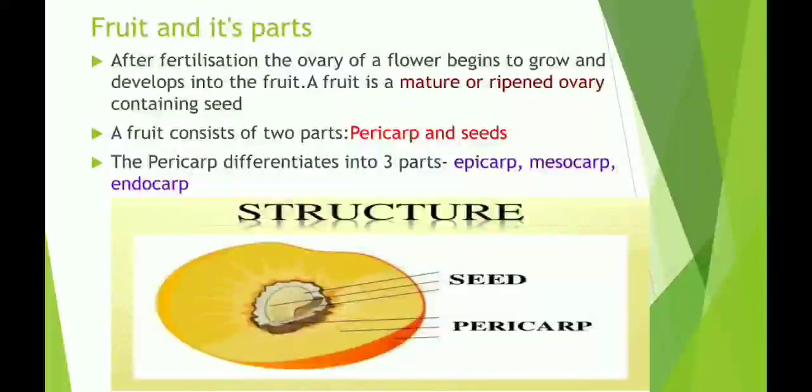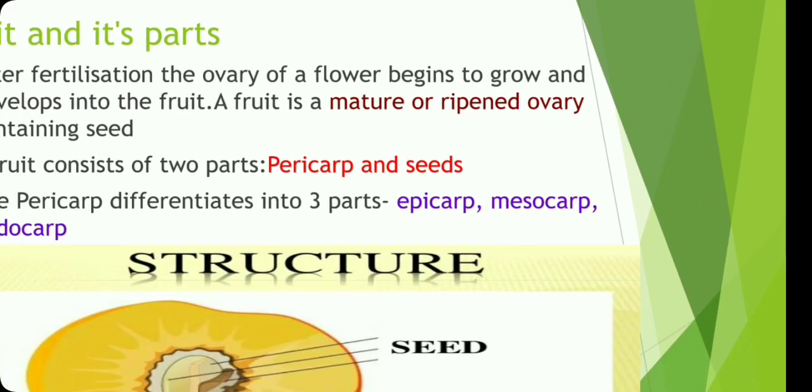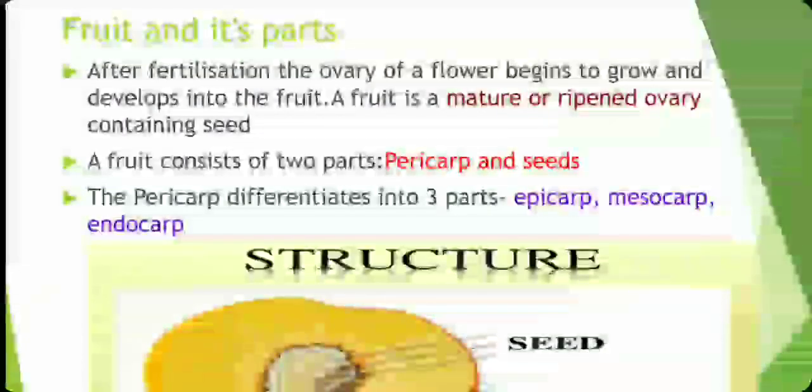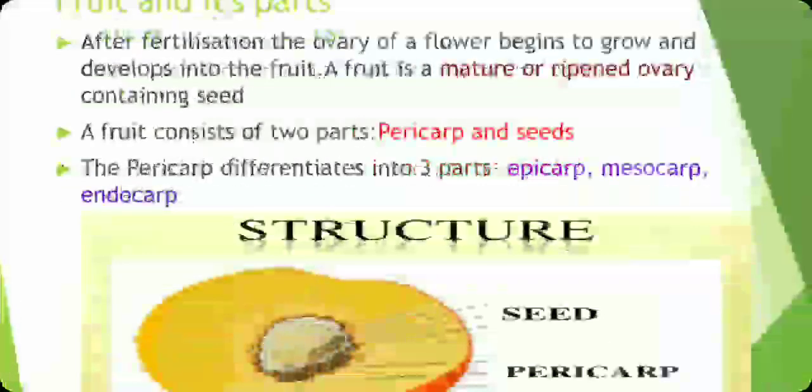Fruits are what? As you know, after fertilization, the ovary develops into fruit. But this ovary is now a mature and ripened ovary, and it is after fertilization, we can say. So a fruit is a mature or ripened ovary which contains seeds inside. A fruit consists of two parts, and these are seeds and pericarp.